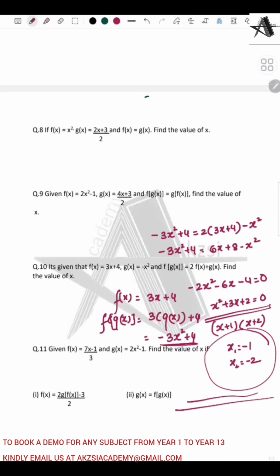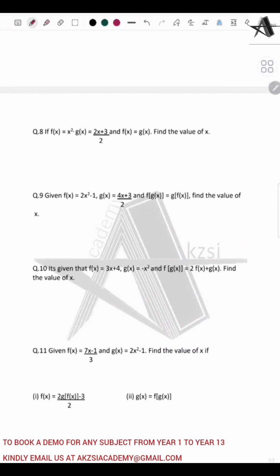Now it's question 11, which is the last question. So let me do this one. It says f(x) is equal to 2g(f(x)) minus 3 over 2. So I just need to replace the values, but for that we just need to calculate g of f(x). That means g is my primary function, so I'll write g(x), that is 2x squared minus 1.